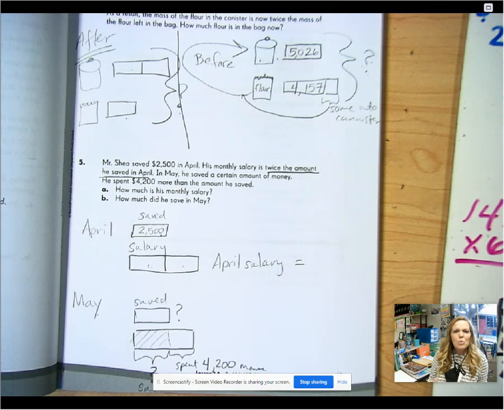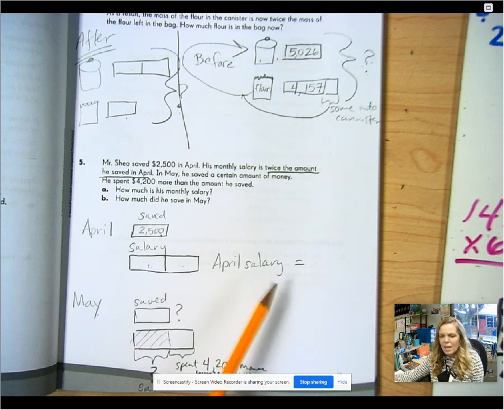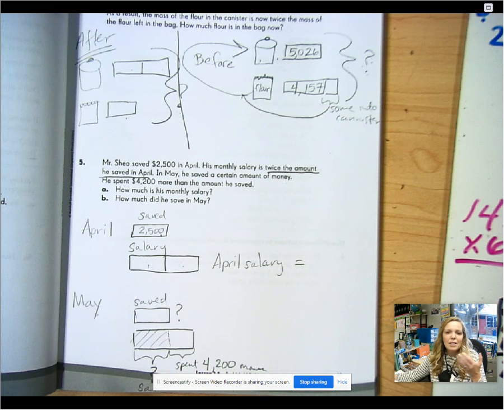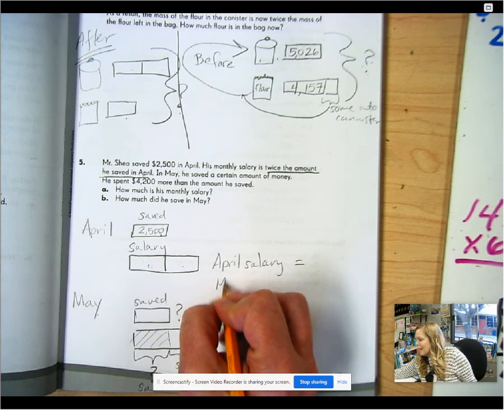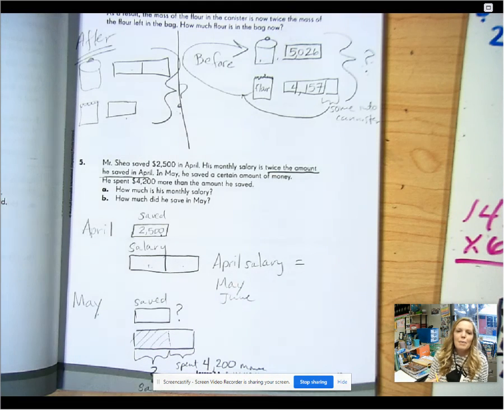So how do we solve for that? So first we have to answer what his monthly salary is. And when we solve for April salary, we'll know that May salary, a salary is a regular amount that you get paid each month. So the April salary will be the same as the May salary is the same as the June salary, so each month he receives this salary.